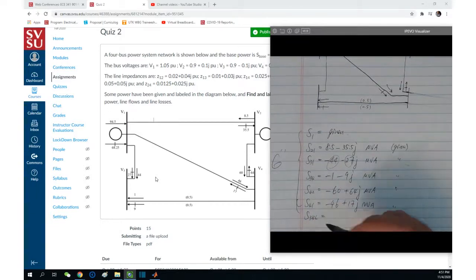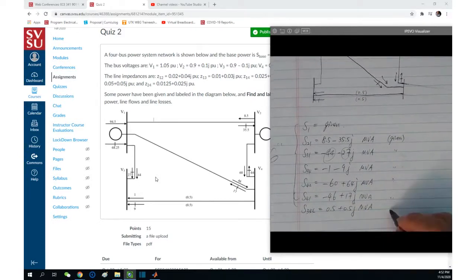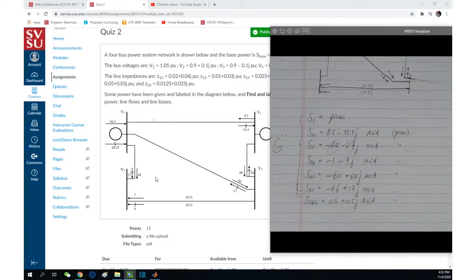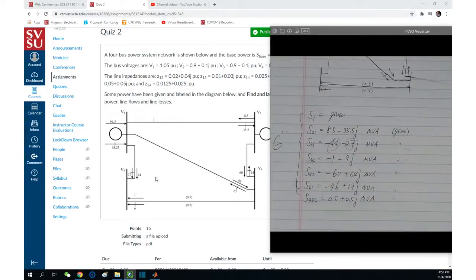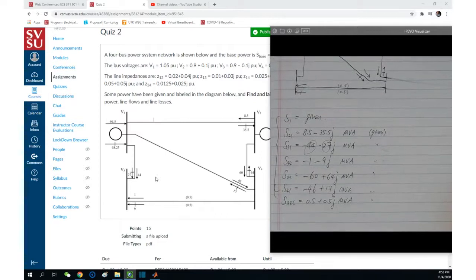S34L. The line loss between bus 3 and bus 4 is given as 0.5, right? Does it make sense? Now, next, try to find the rest of the things which are not given. Here, there's another tip you want to follow to save time, right?